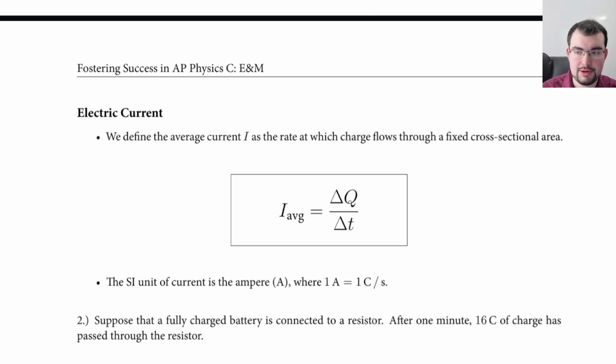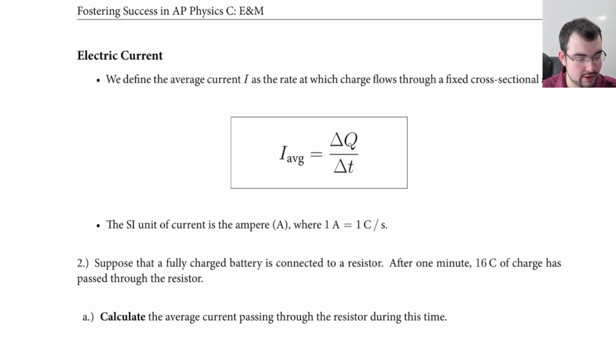So instead of talking about individual charges with circuits, usually we're going to talk about the rate at which charge passes through an area, and we call that the current. So think of current as a flow. It's a rate of flow of charge carriers.